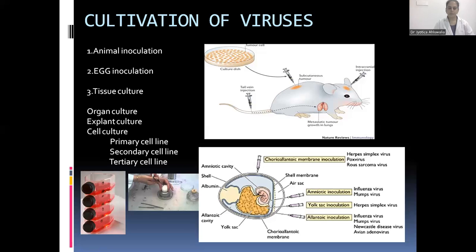For cell culture, the primary cell line like human amnion cell culture, monkey kidney, or human embryonic kidney cell line is used. In diploid cell strains, the human embryonic lung cell strain can be used. A continuous cell line contains cells of a single type, and serial subcultures are done for unlimited times. In this, the HeLa cell line or HEp-2 and KB cell lines can be used.